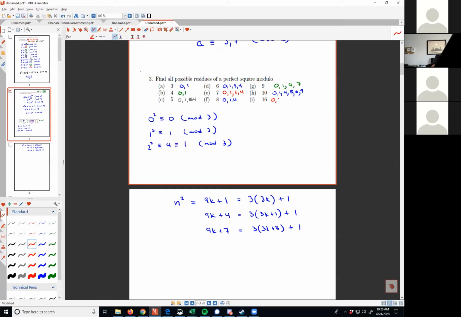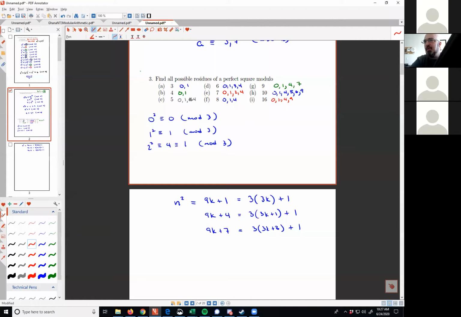Zero, 1, 4, 9. And that's it. Notice that 0, 1, 4, 9 are the squares of 0, 1, 2, and 3.